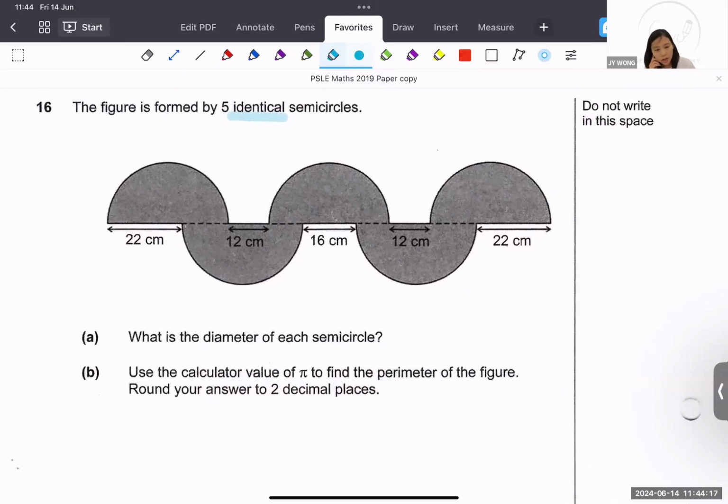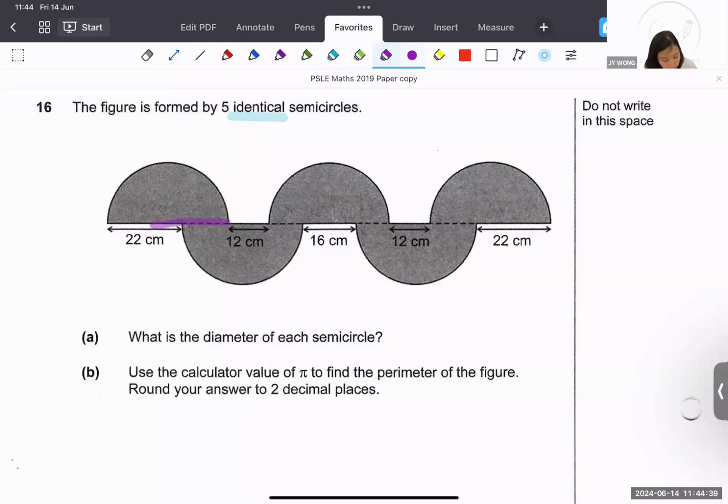Okay, 36 is correct. 336.74 is also correct for the area. Let me just double check. Yeah, okay, for the perimeter, sorry, not for the area. So let's look at how to do this type of question. The more you do, the better you will get. If you don't get it now, after you see a few more times, you will know how to do this type of question already.